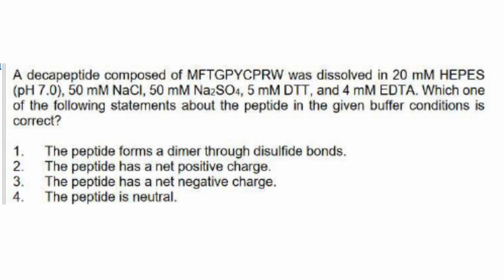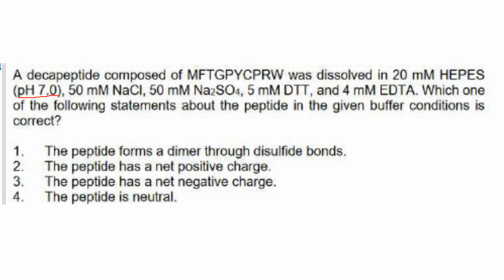Then next one. A decapeptide composed of MFTGPYCRPW was dissolved in 20 millimolar HEPES at pH 7, 50 millimolar NaCl, 50 millimolar Na2SO4, 5 millimolar DTT and 4 millimolar EDTA. Which one of the following statements about the peptide in the given buffer condition is correct? Buffer condition means HEPES buffer, that is at pH 7. What is the correct statement?